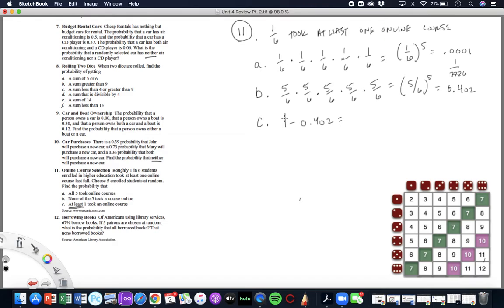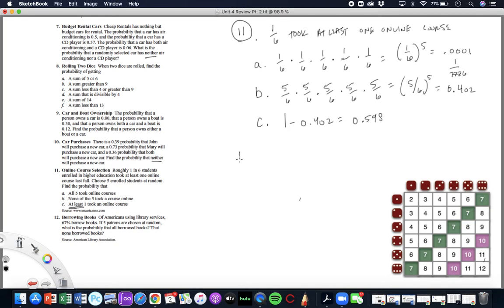So again, I'm choosing 1 because all probabilities add up to 1 within the sample space. If I just take 1 minus the probability that none took it, that covers all these situations, which would add up to 0.598. All right. Okay, moving right along here.